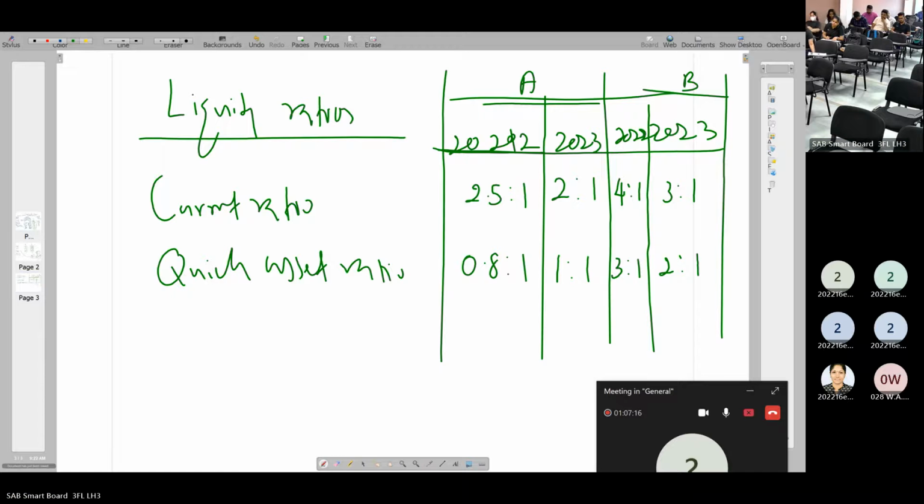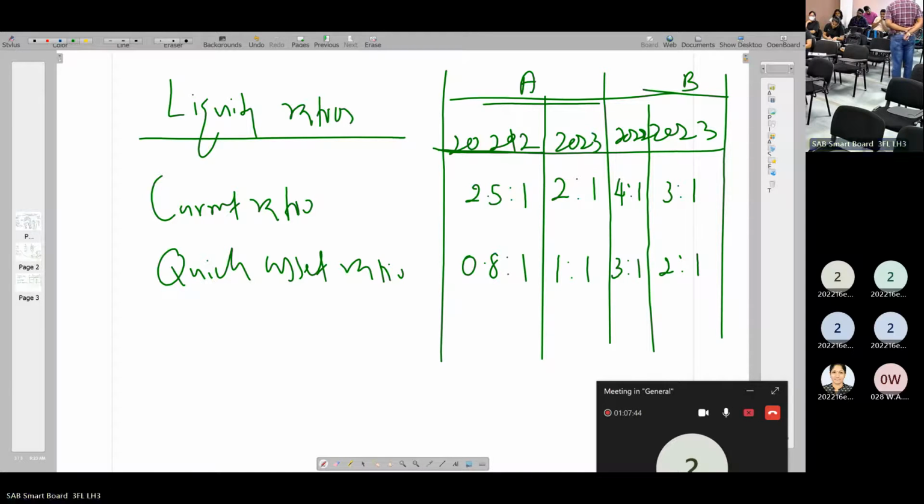Aril, what is your conclusion in terms of liquidity? What story should we tell by looking at these figures? Current ratio, what is the rule of thumb?